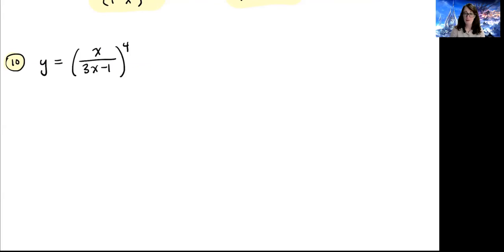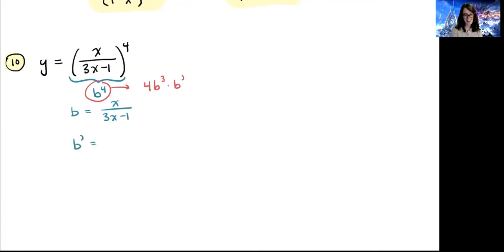I can't do examples with all of those ways, but here is a different kind of way that these can be combined. So let's see. Overall what we have is b to the fourth, where b, the base, is x over 3x minus 1. So to differentiate b to the fourth, we're going to do 4b to the third times b prime. So we're going to need to find b prime.